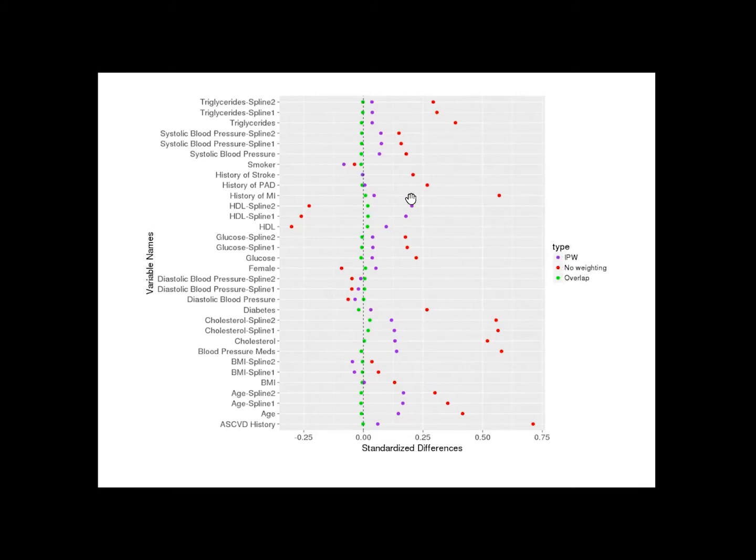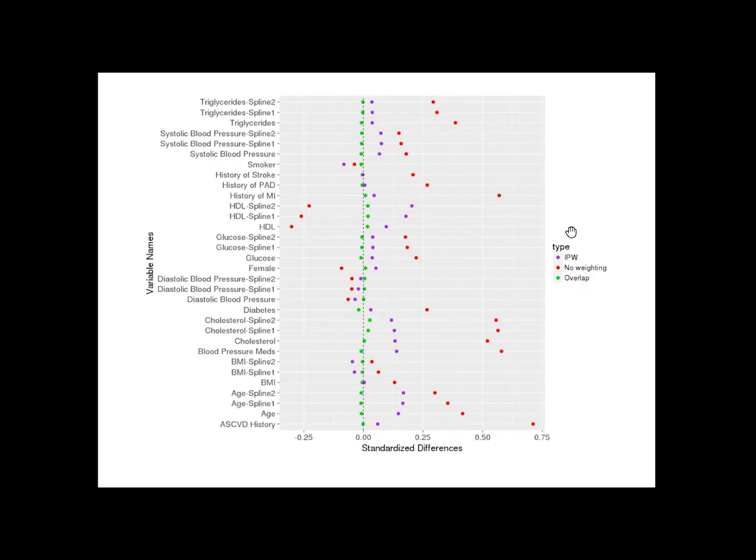The red dots are the raw data before I do any weighting. Usually a standardized difference of 0.1 is a threshold for significance. So you can see there's really a huge difference. The red dots are all over the place, right? The statin group are usually older, and they have a history of MI, heart disease, and higher cholesterol, you name it.